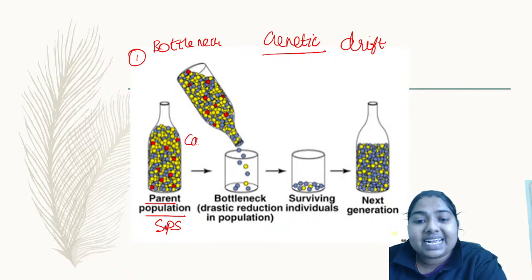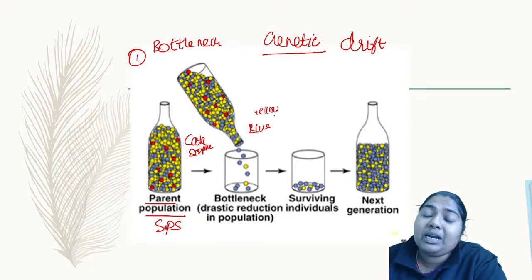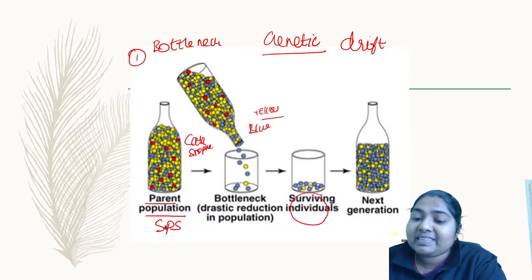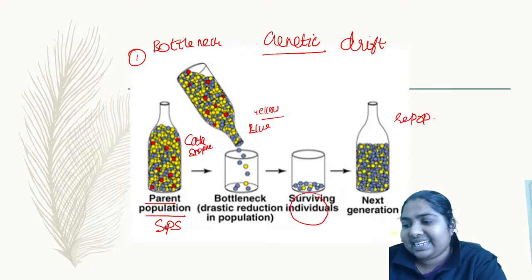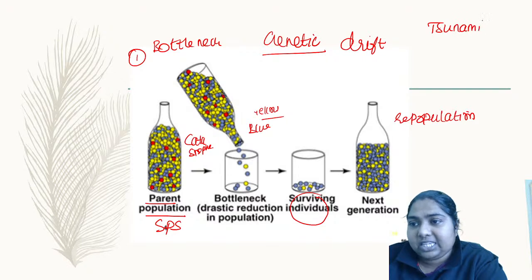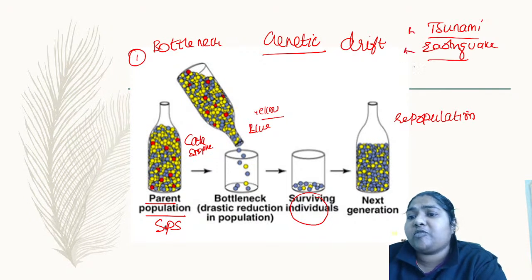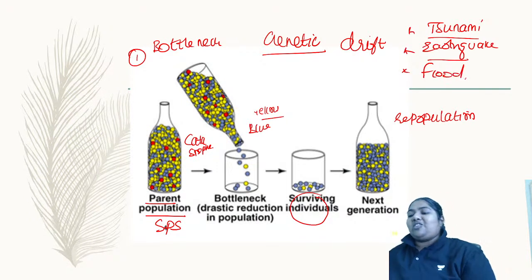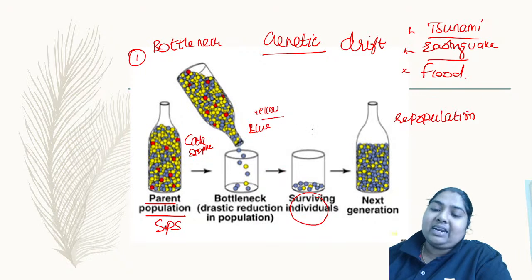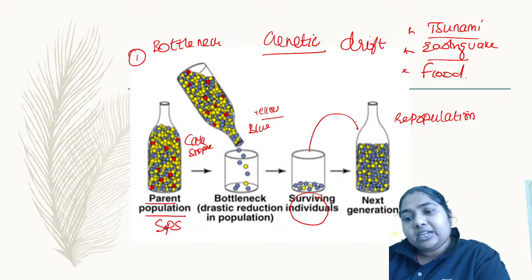Whenever there is a catastrophe, is there a selection? Only blue will survive, only yellow will survive? No, whoever is able to survive through the catastrophe is going to escape and come. Such surviving individuals will repopulate. Under conditions like a tsunami, earthquake, or flood, we will not know who is going to escape and who is going to fall off. These conditions only make up the survivors, and the survivors are going to repopulate.